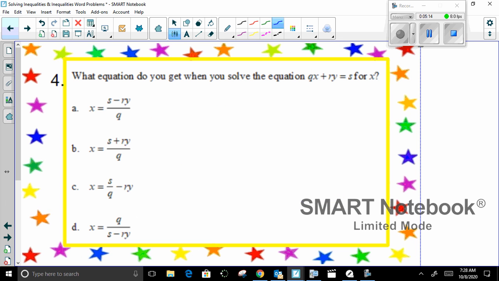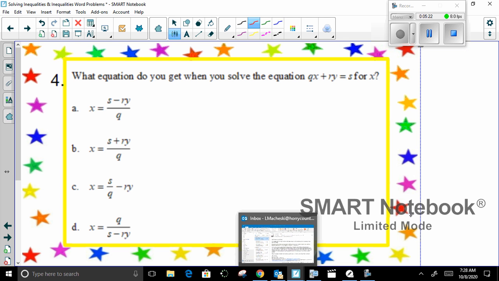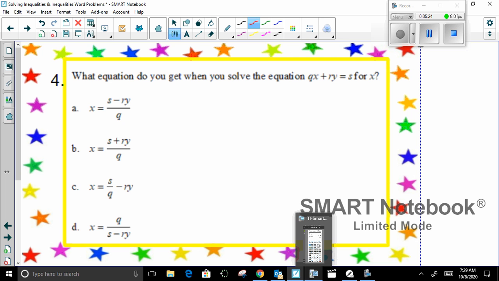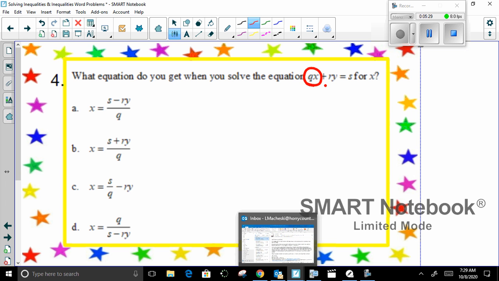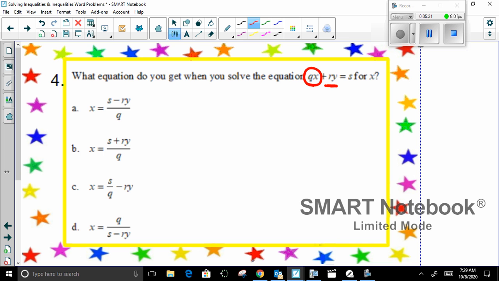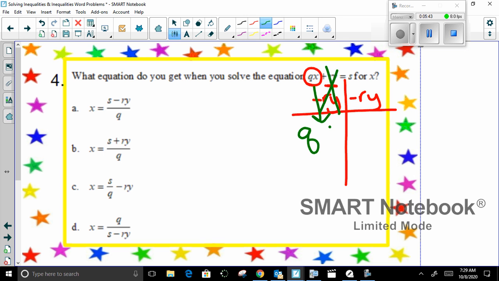Number 4 is another literal equation which has more than one variable. So let's see how we're going to go ahead and solve this. So you're given qx plus ry equals s, and we want to solve for x. Well, x is right next to this q. I can't touch that whole thing until I get rid of this positive ry. I need to bring it to the other side. The opposite of positive is negative, so minus ry from both sides. This cancels to 0, and I'm just left with my qx.